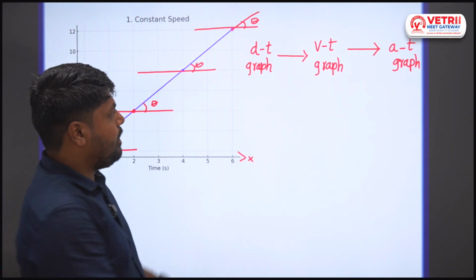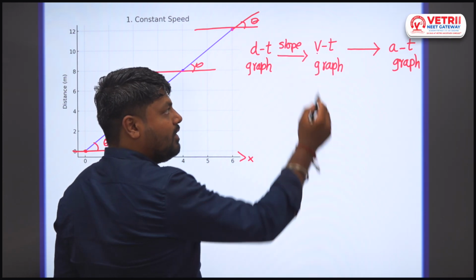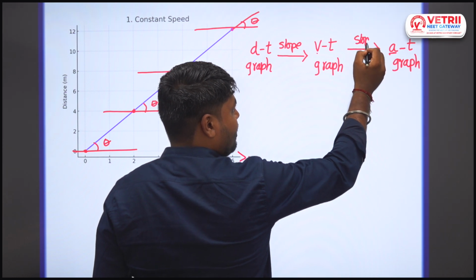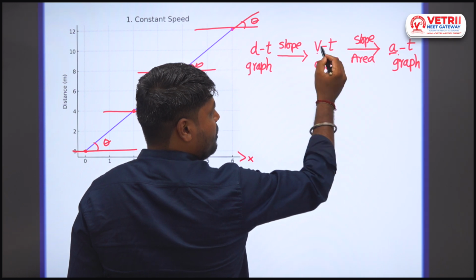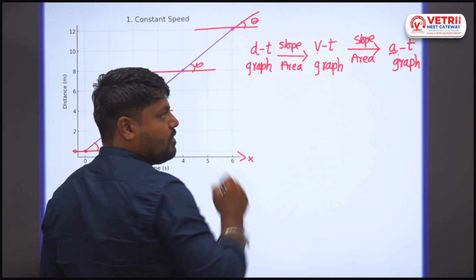In distance time graph, if you take slope, what will you get? Velocity. In velocity time graph, if you take slope, you will get what? Acceleration. Okay. Keep this in mind. In acceleration time graph, if you take area, it will give you velocity. In VT graph, if you take area, it will give you the distance.